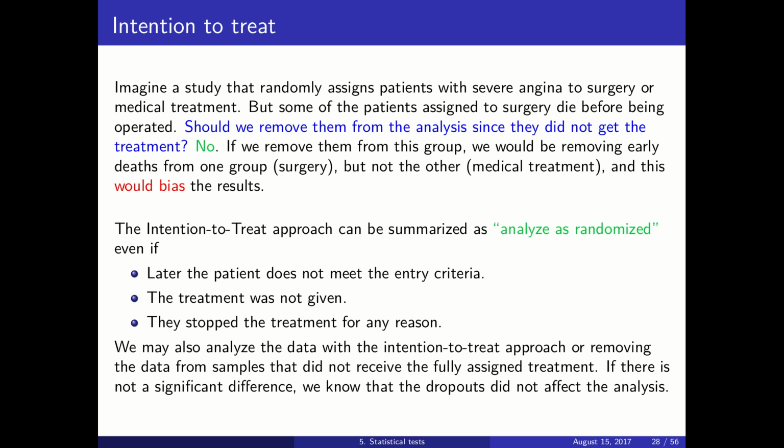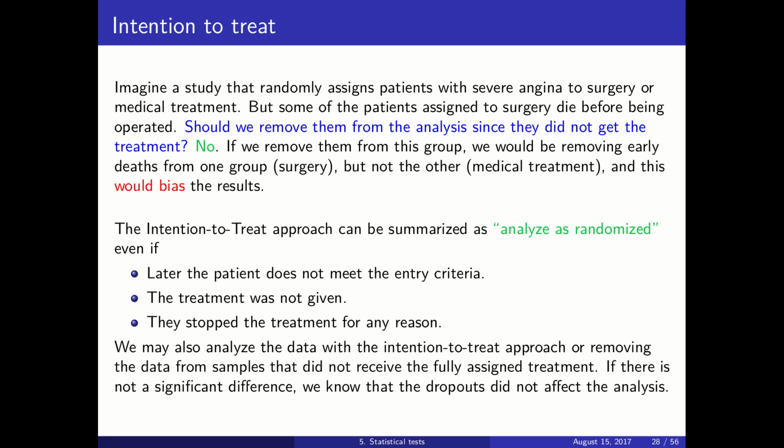And the reason is that if you remove them, you would be removing the early deaths from one of the groups, but not the other. So this would bias the results in the comparison between the two groups. The intention to treat approach can be summarized as: analyze as randomized, even if you discover later that the patient does not meet the entry criterion. You wanted to put the patient into one of the groups because you thought that they met the criteria, but then you discover they didn't, but you should keep them in that group.